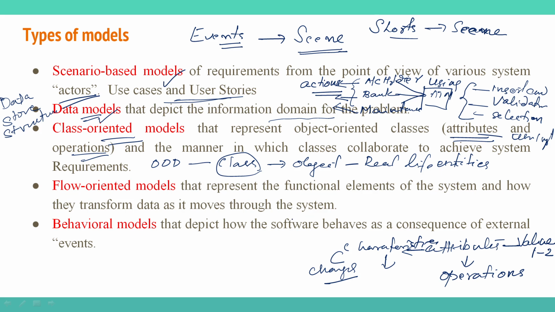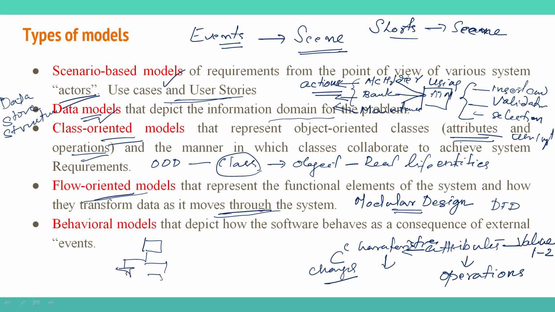Then next is the flow oriented model. The flow oriented model represents the functional elements of the system and how they transform data to move through the system. For example, modular design. In the older procedural design, modular design represents the flow oriented model. We can say DFD is a flow oriented model. For example, it starts from the top, then it comes to the next level, then the next level. Like that, you will have a flow of how the system will operate.